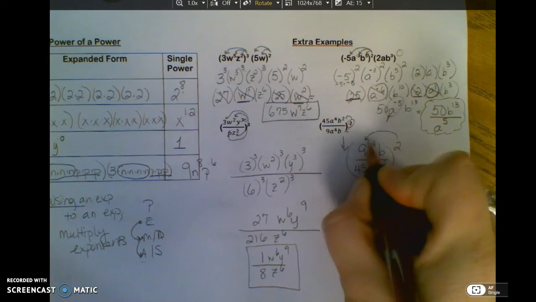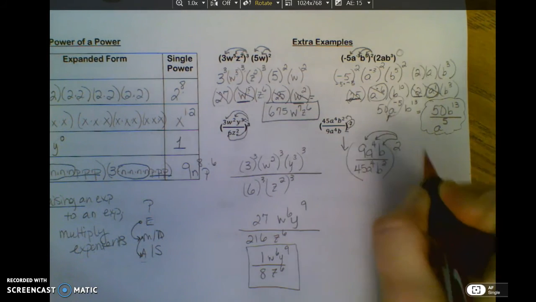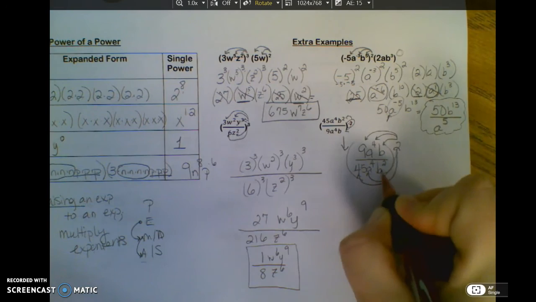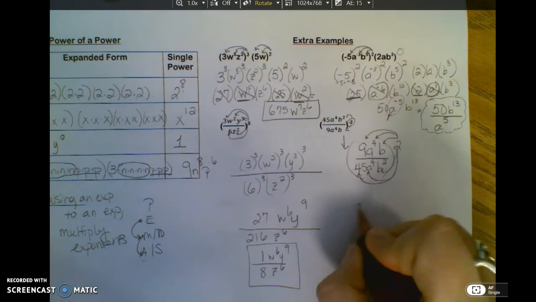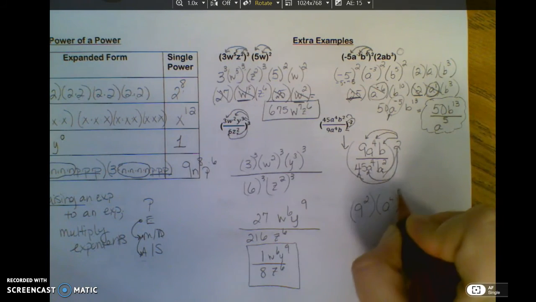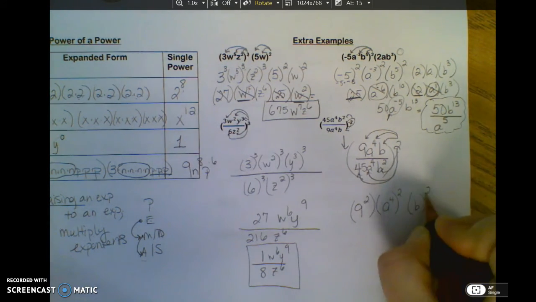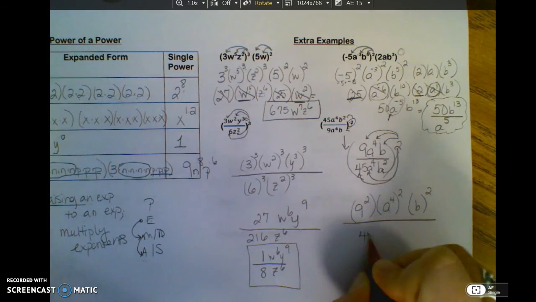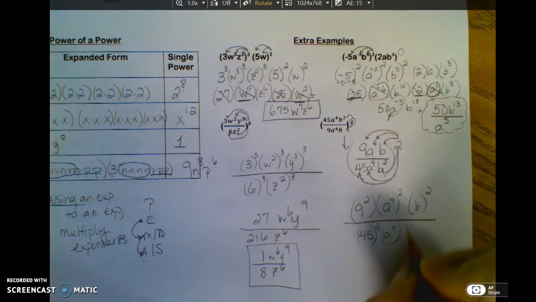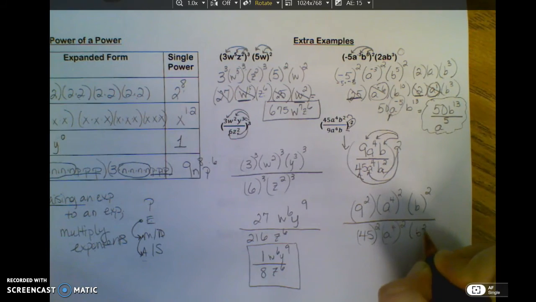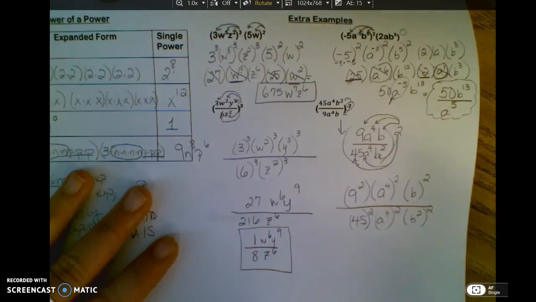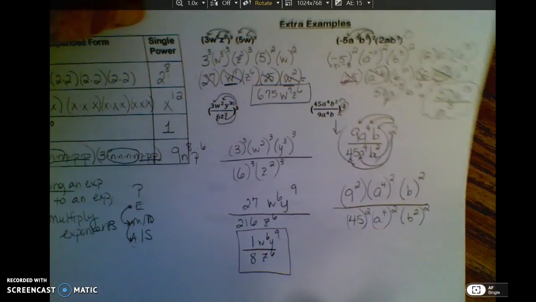Now, 2 goes to the 9, 2 goes to the a to the 4th, 2 goes to the b, 2 goes to the 45, 2 goes to the a, 2 goes to the b squared. That means I have 9 squared, a to the 4th squared, and b squared, divided by 45 squared, a to the 4th squared, and b squared squared. Notice that this 2 goes to every single piece.